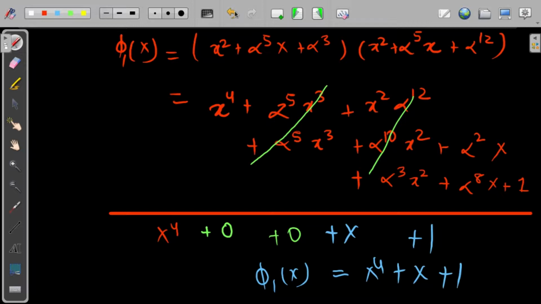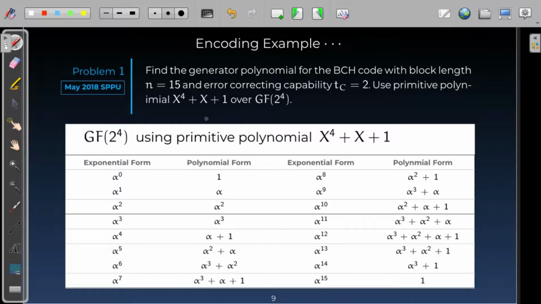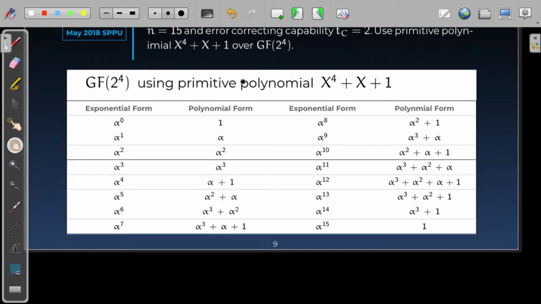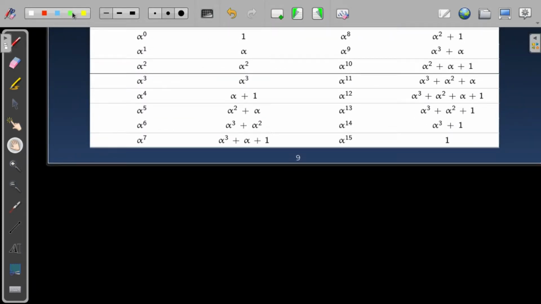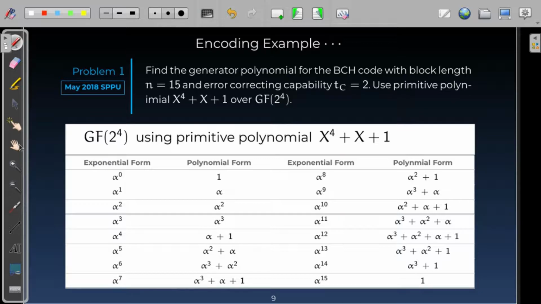In a similar manner, we can also calculate phi 3 of x, because these are the two things that we have to consider, isn't it? So let me do that. Now I am going to consider phi 3 of x, and to do that I have to calculate all the conjugates of alpha cube, right? So alpha cube's conjugates are alpha cube, alpha to the power 6, alpha to the power 12 and alpha to the power 24, which is equal to alpha to the power 9. So alpha cube, alpha 6, alpha 12 and alpha 9, these are going to be the conjugates, right?